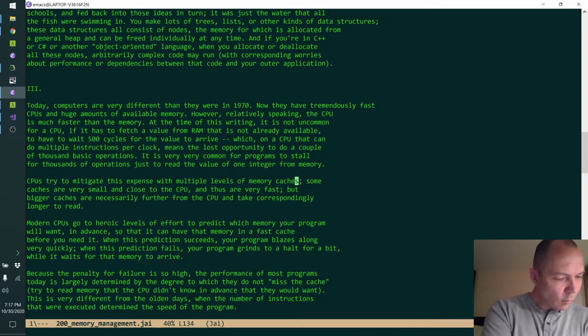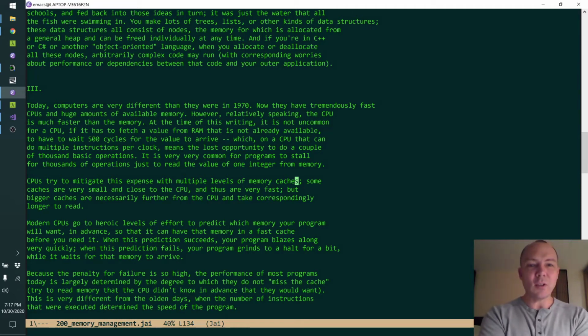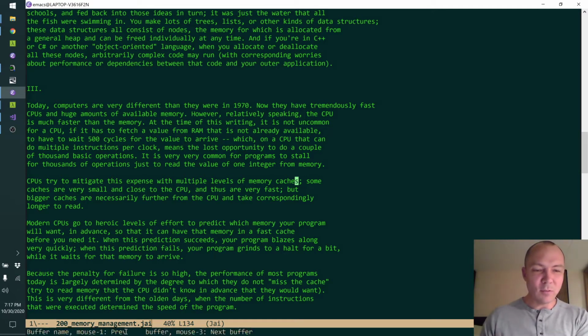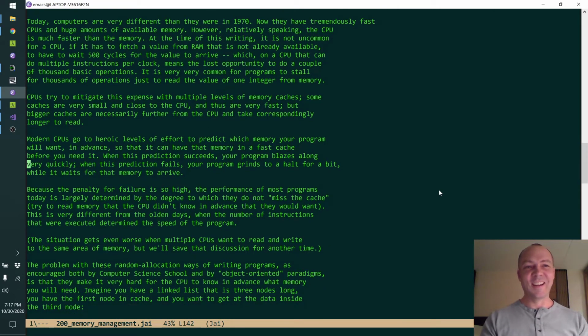Cross-cutting concerns seem even more persuasive than performance. We're talking about memory allocation in this file, okay? Memory management. We're talking about memory management. Okay.